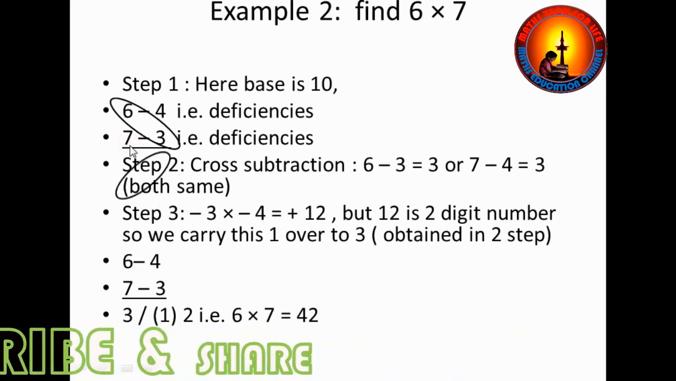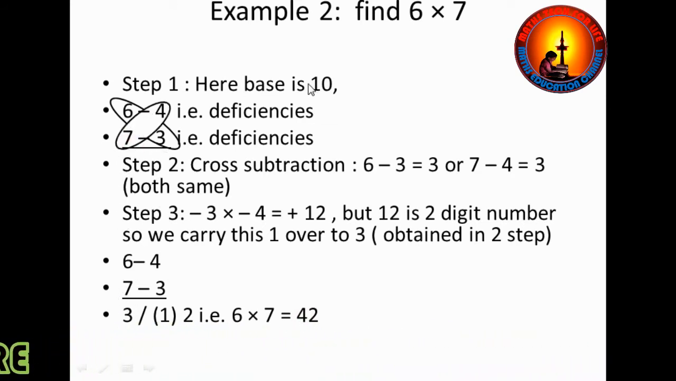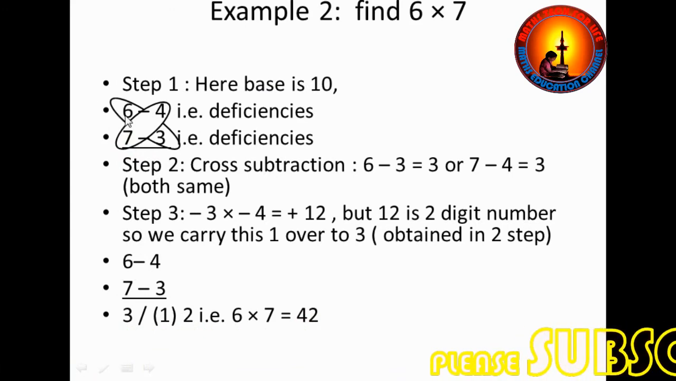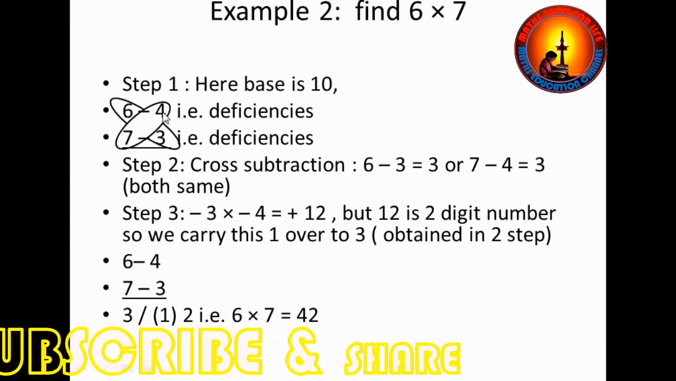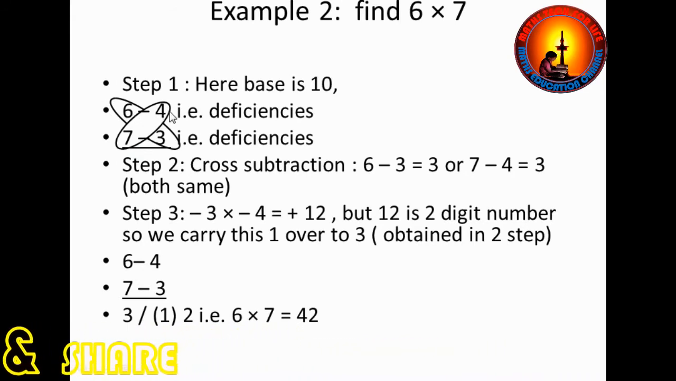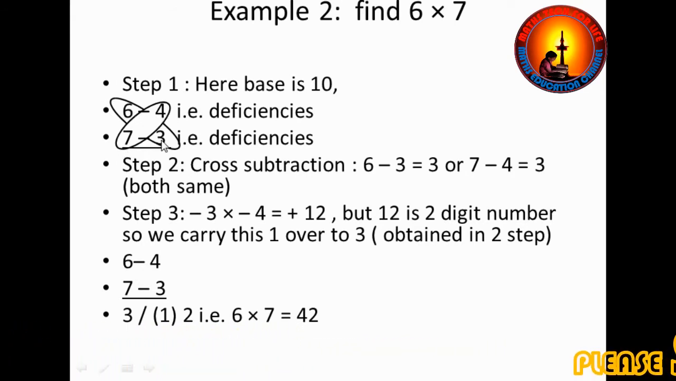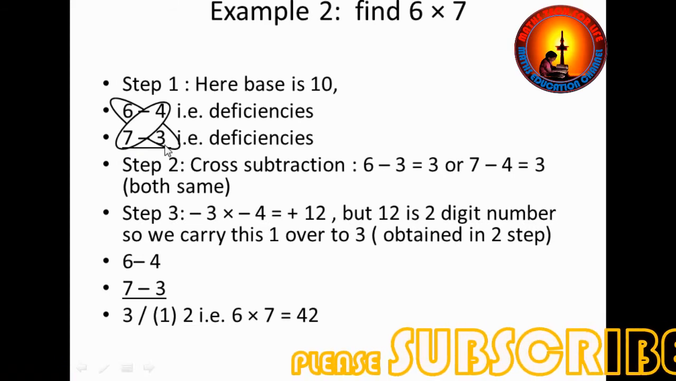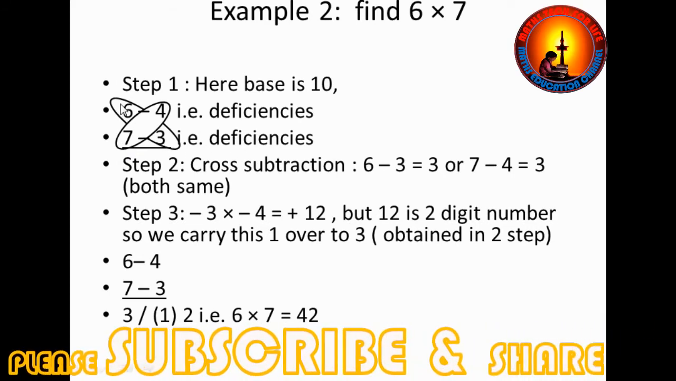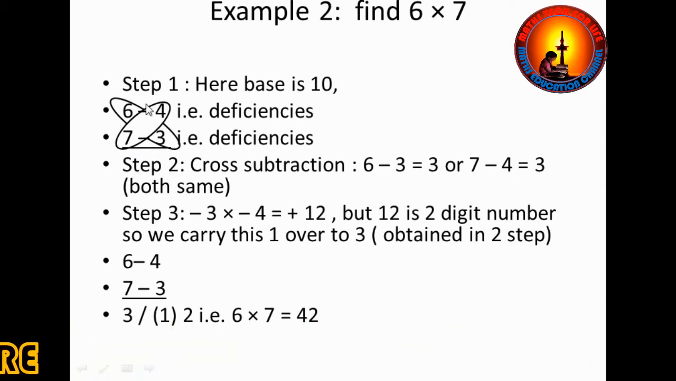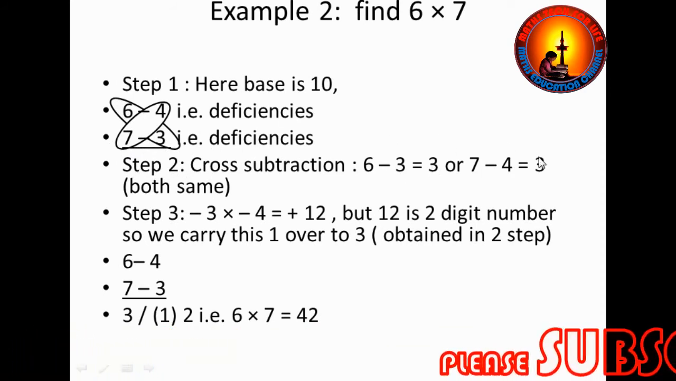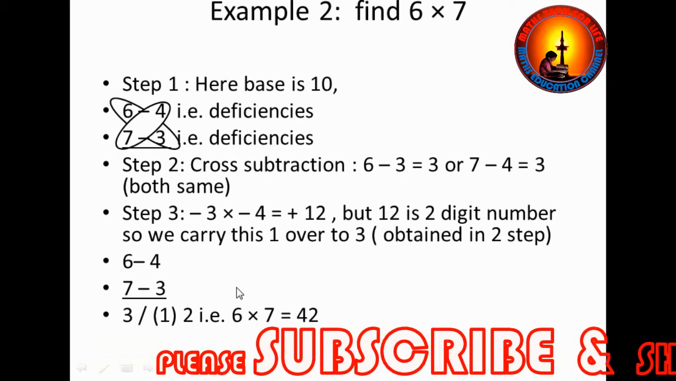Again I repeat, first you have to write base as 10, then you have to write 6, and which number makes it 10, that is 6 plus 4. So 4 is less here, then 7, 3 less, that means 7 plus 3. Then cross subtract: 6 minus 3 you will get 3, 7 minus 4 you will get 3, and this was the first digit.